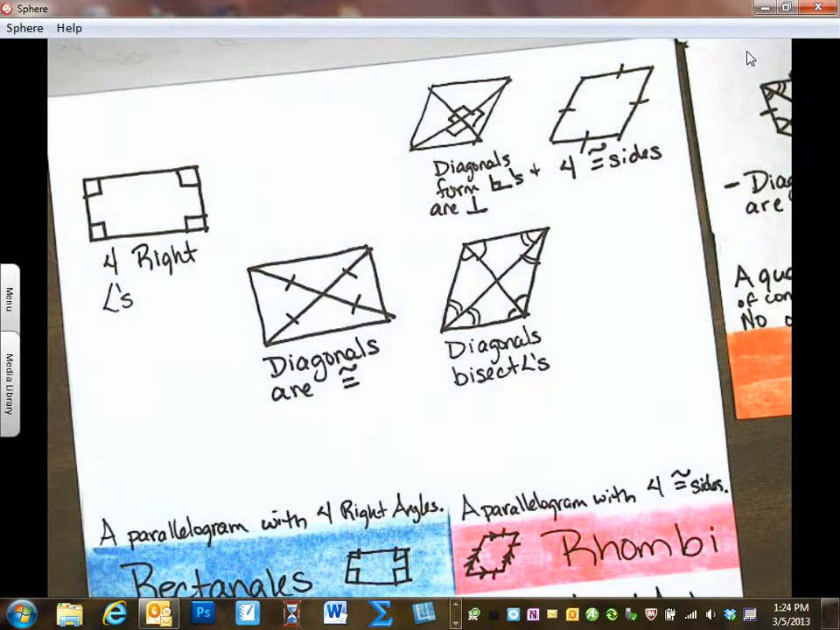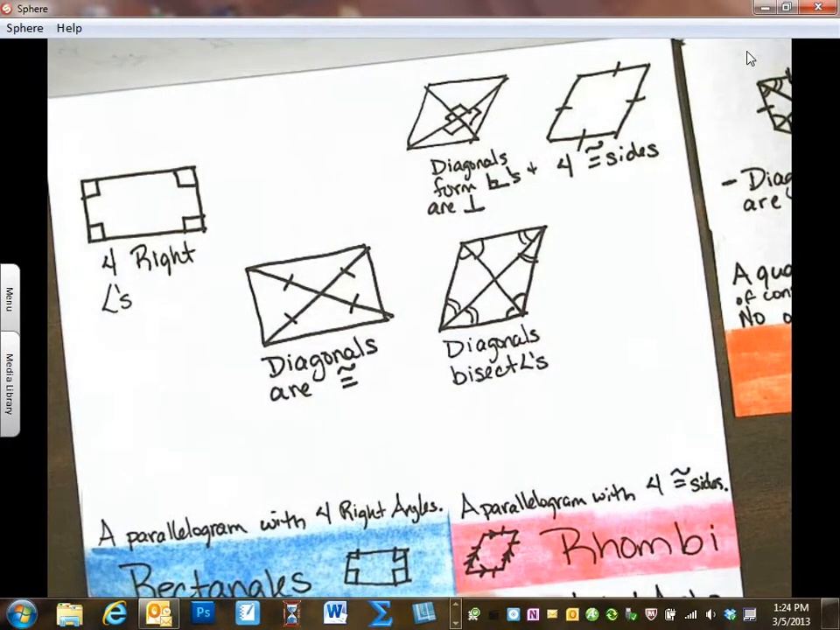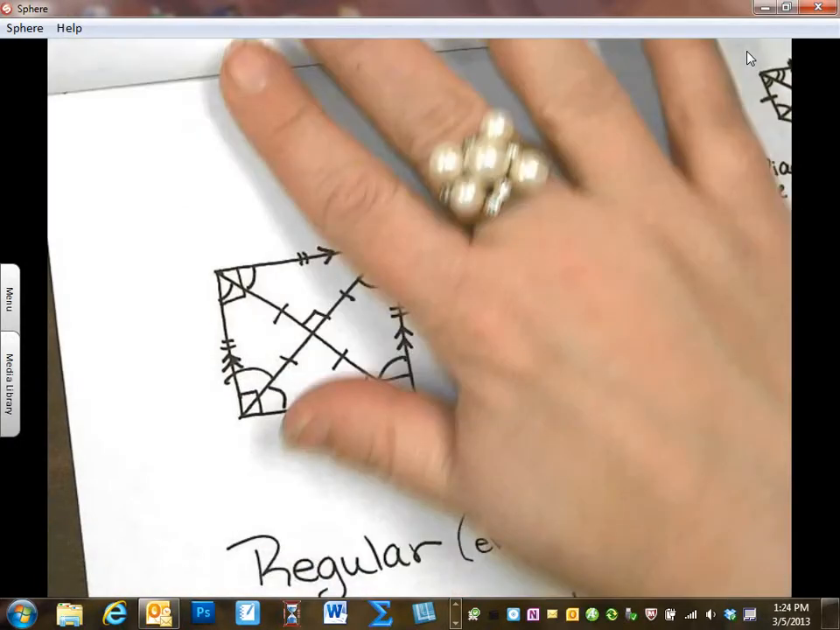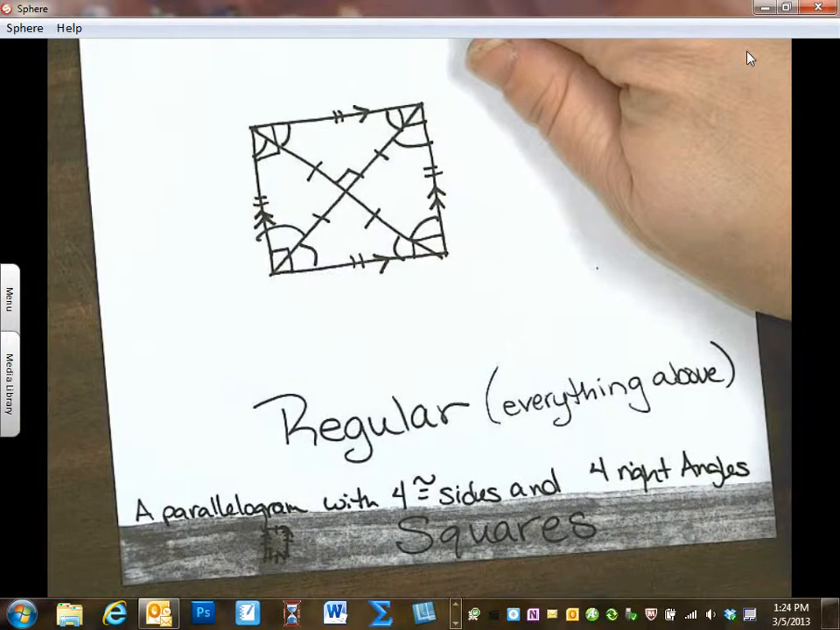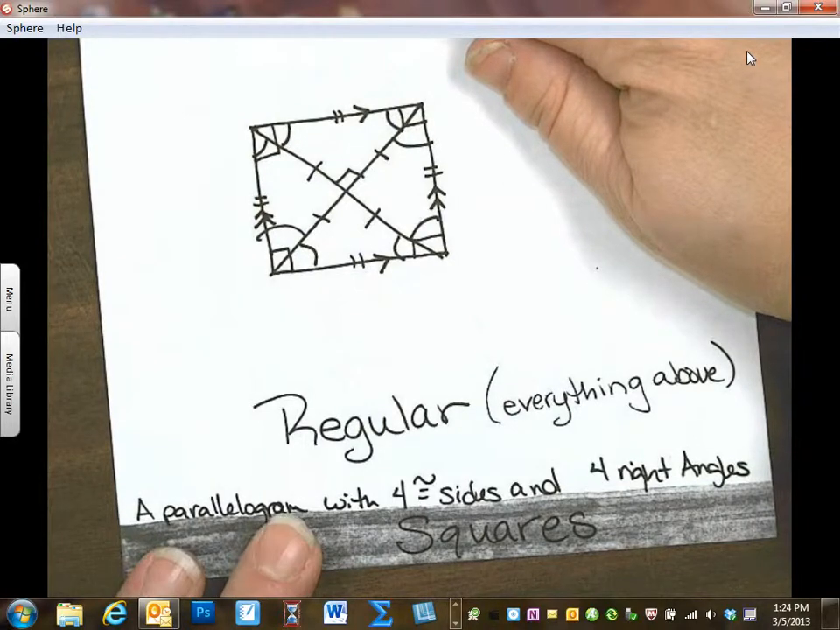And then our last shape is the square, and a square is both a rectangle and a rhombus. And here's our square with all the marks on it. I'm going to give you a second, so pause it if you need to copy any of this down.